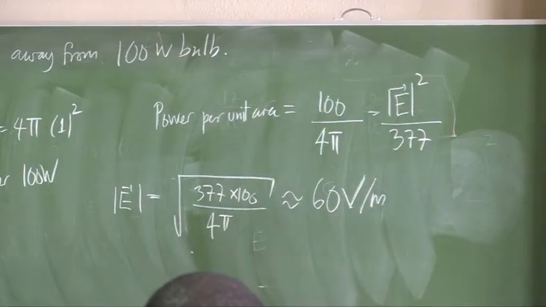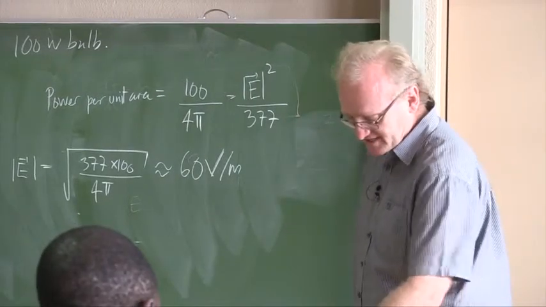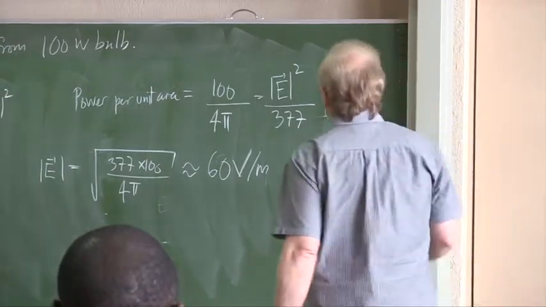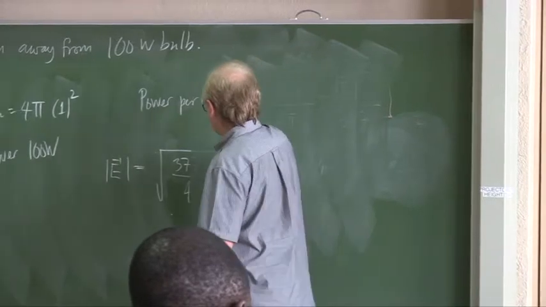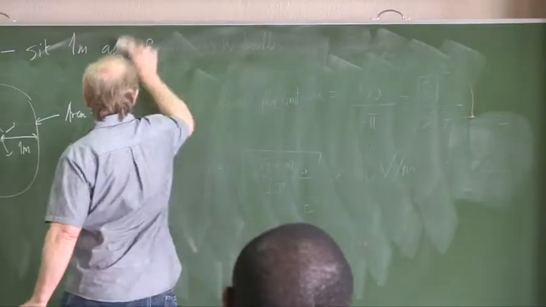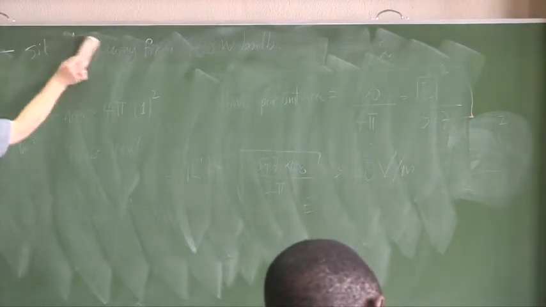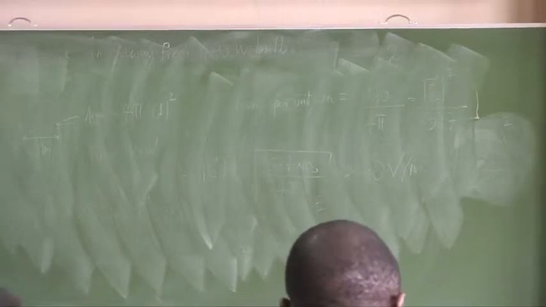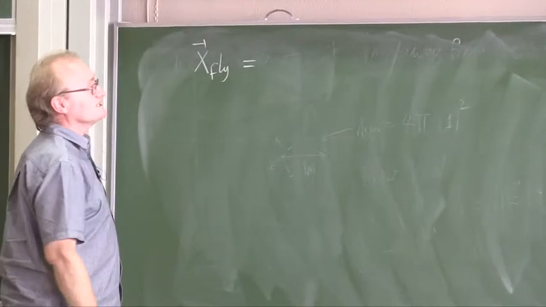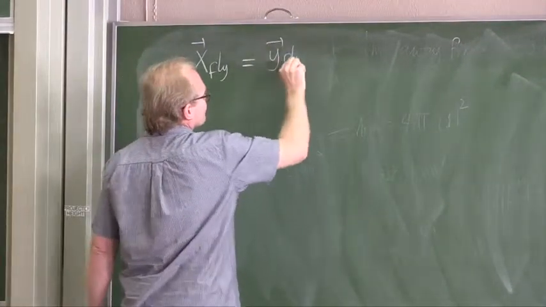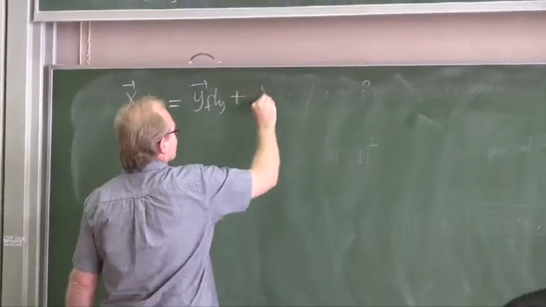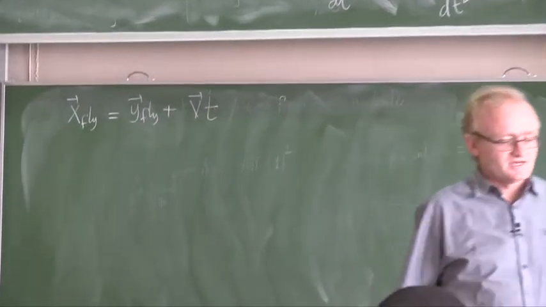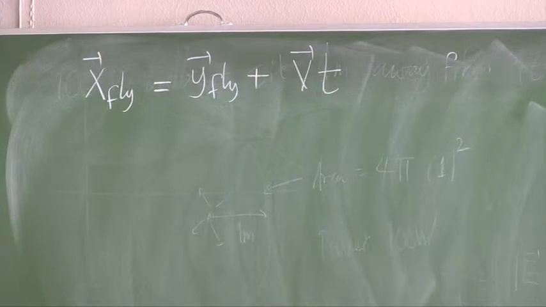so the fact that the velocity of the ship is a constant also means we can write the equations that we wrote in a slightly different way. We can also write x fly is equal to y fly plus vt, because the velocity is a constant.